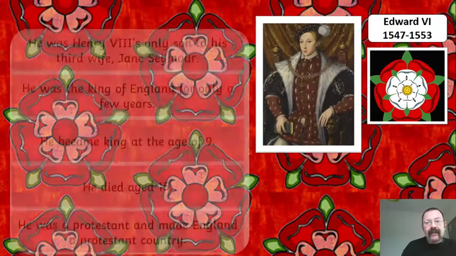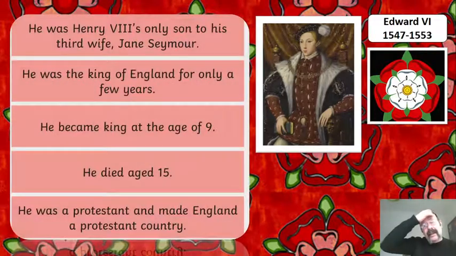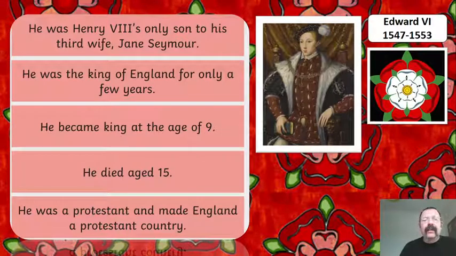Great. Now we come to Edward VI. He was Henry VIII's only son to his 3rd wife, Jane Seymour. He was the King of England for only a few years. He became king at the age of 9. Can you imagine becoming king of the country at the age of 9? So round about your age, imagine that, what you could do to the country. Might have a little discussion about that in our bubble.